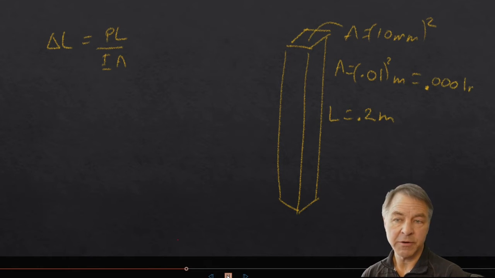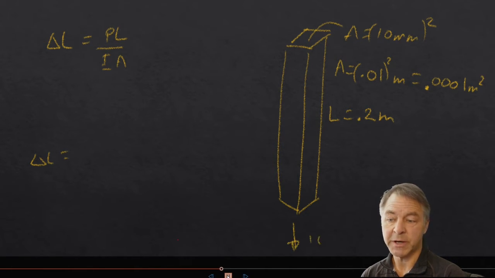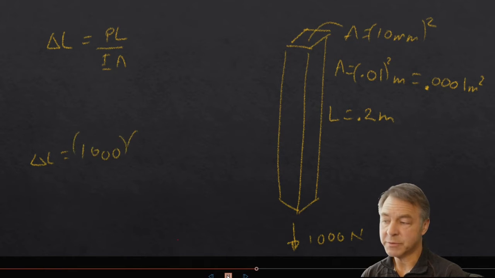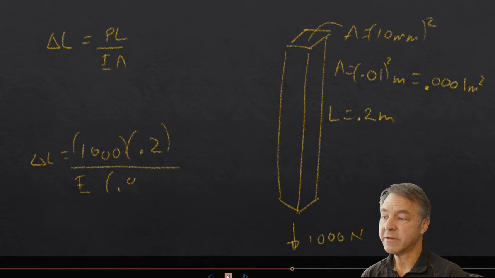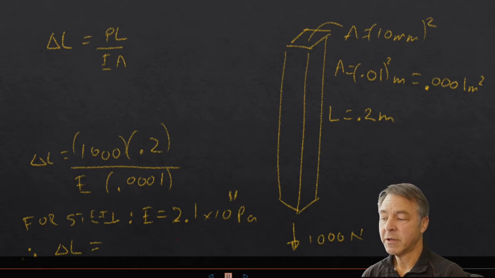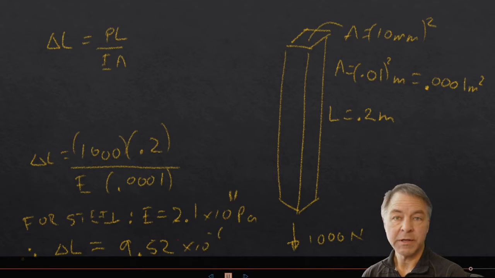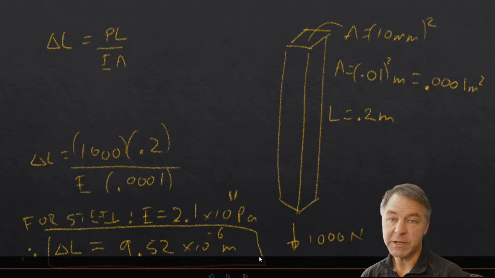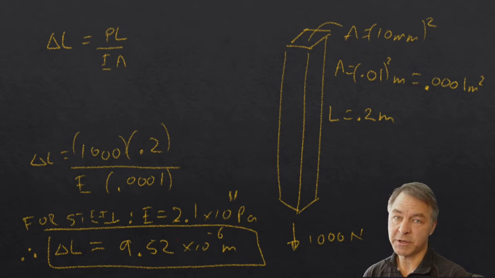So we can calculate the area, 0.0001 meters squared, apply a load of 1,000 newtons, and then simply calculate delta L equals PL over EA. If we take, for steel, Young's modulus as 2.1 times 10 to the 11th pascals, then we end up with a change in length of 9.52 times 10 to the minus 6 meters, which is 9.52 microns. So let's compare that to what we got with substantially more effort using SolidWorks.